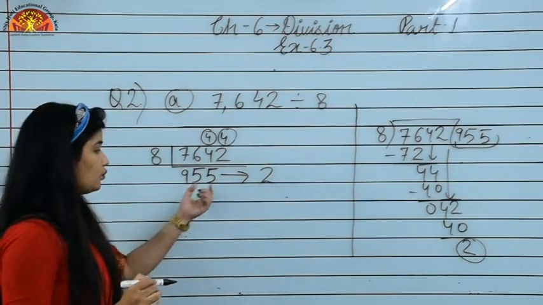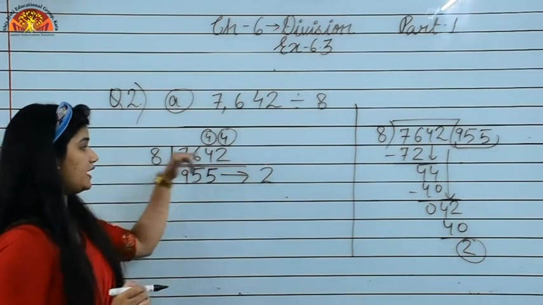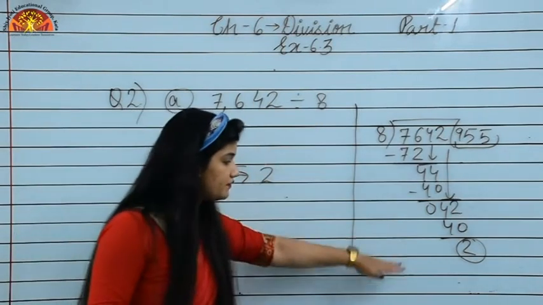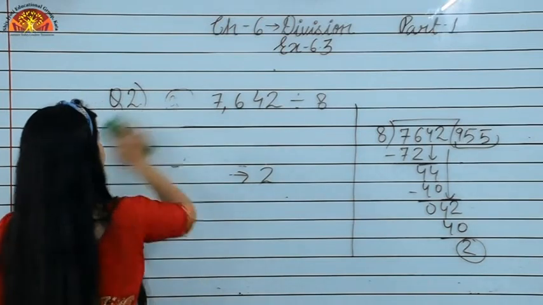In this method, quotient will come here and remainder will come here. This is divisor and this is dividend. So student, this is the short division method and this is long division method. You can use both of the methods, short also and long also.